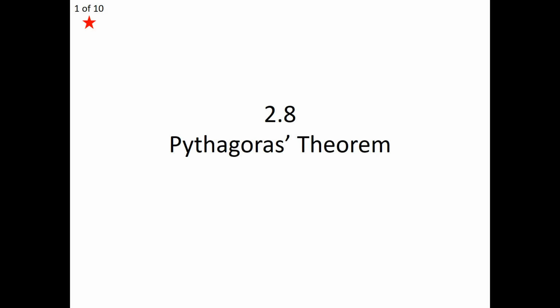Now, as I had mentioned at the end of the last lesson, I am going to quiz you over these two theorems, Euclid's theorem and Pythagoras' theorem. In the 2.7 lesson, we saw how Euclid's theorem proved that there's an infinite set of prime numbers. Today, we're looking at Pythagoras' theorem, which is his proof that the square root of 2 is irrational.